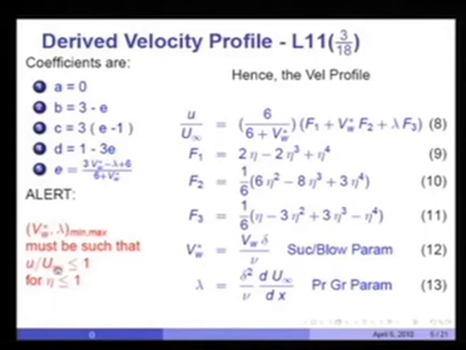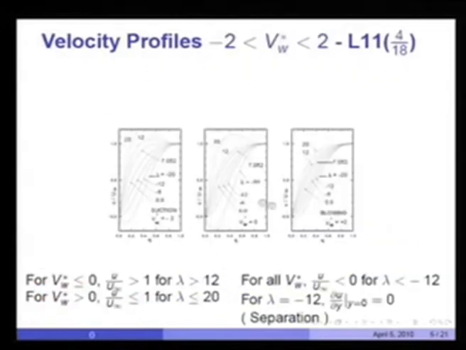Remember, if u over u infinity exceeds 1, then delta 1 or delta 2 can become negative. So, likewise, if u over u infinity is negative, then delta 2 can be negative, and that is not admissible. These are similar profiles for v w star equal to minus 2, which means the suction case, and again I have plotted several values.